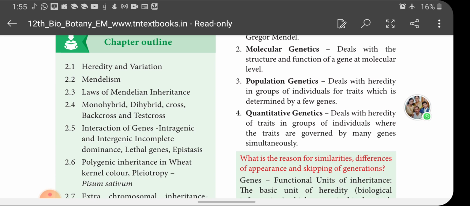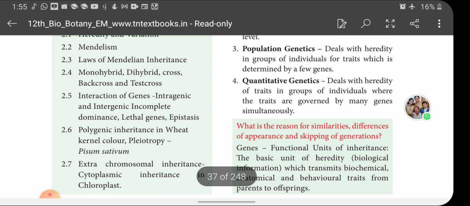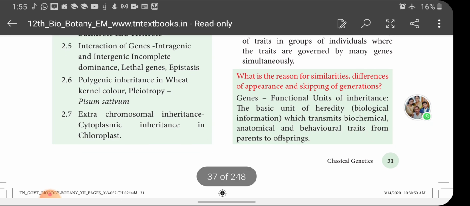Next, population genetics deals with heredity in groups of individuals for traits which are determined by a few genes. And quantitative genetics deals with the heredity of traits in groups of individuals where the traits are governed by many genes simultaneously. What is the reason for similarities, differences of appearance and skipping of generation?